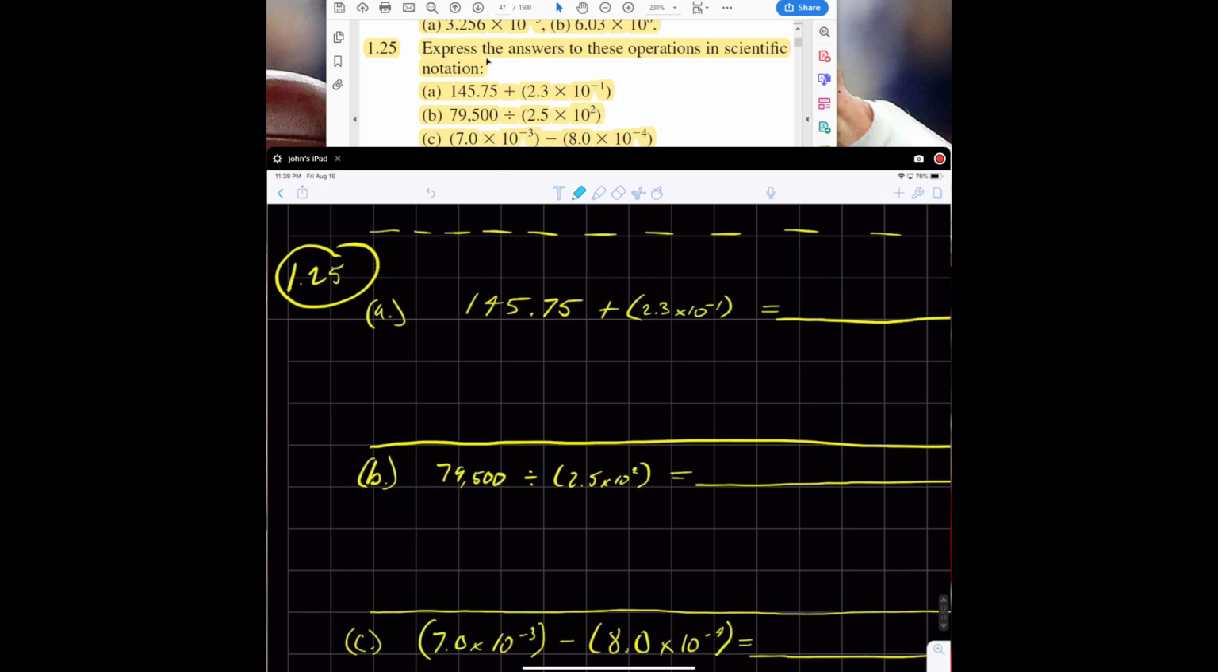breezing through them quick. But one thing that we have to point out is that the directions are asking us to express the answers of these operations in scientific notation. Okay? So whether we take the numbers out of scientific notation, and then our answer is going to be out of it, we then have to convert it back to scientific notation when we report the answer. So it all depends on how you're doing it.